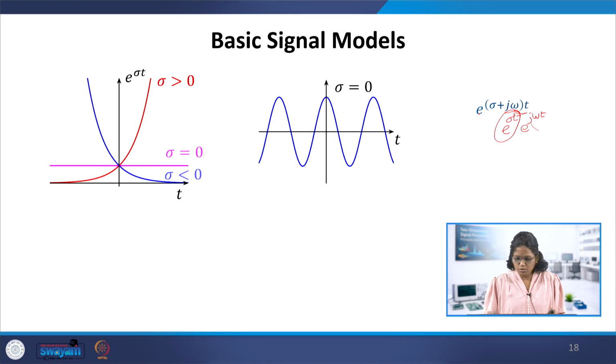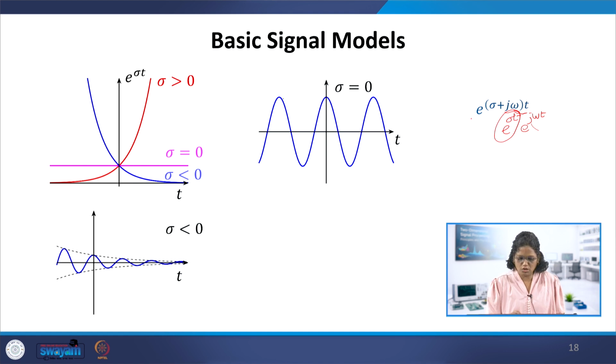Suppose we include the omega part as well. If we take sigma equal to 0 and only omega is present, then you have the oscillatory signal. This is cos omega t plus j sin omega t, so from e power j omega t you can have the oscillatory sequence. With omega equal to 0, this magnitude is constant. Whatever the value of sigma, with sigma equal to 0, it is going to be unity.